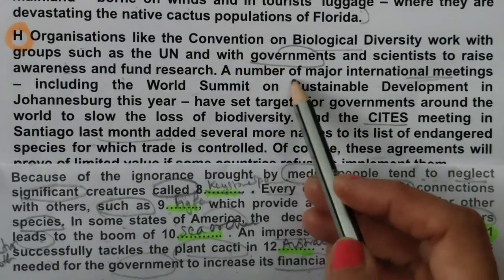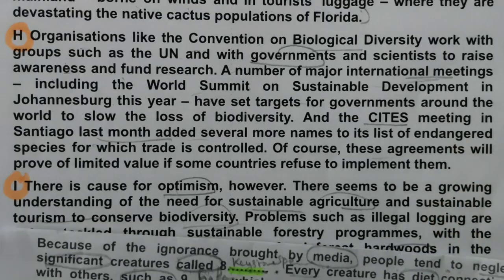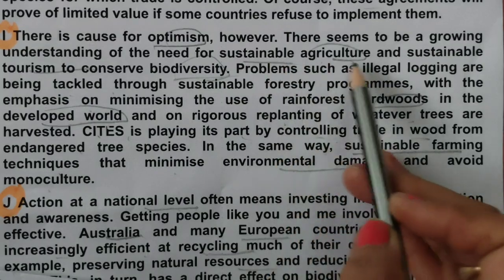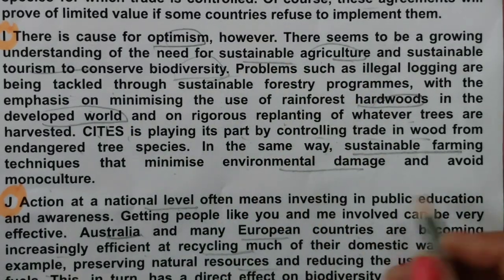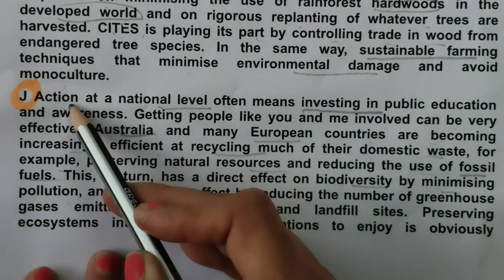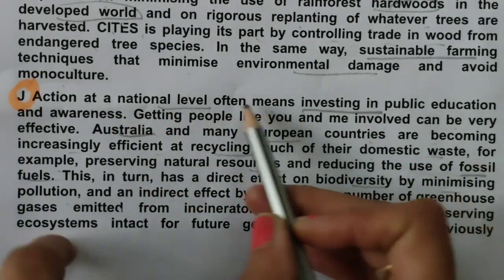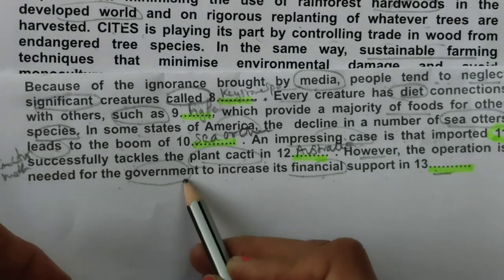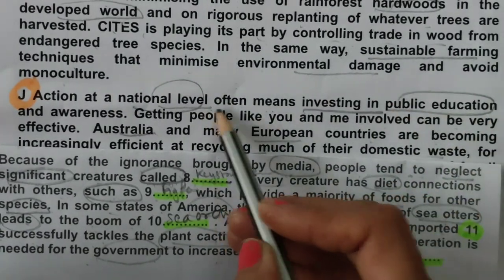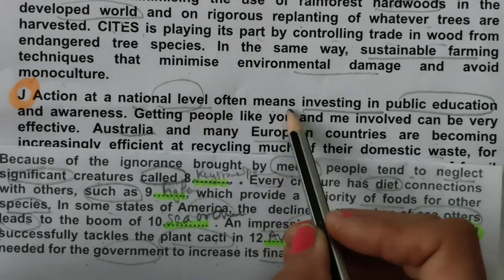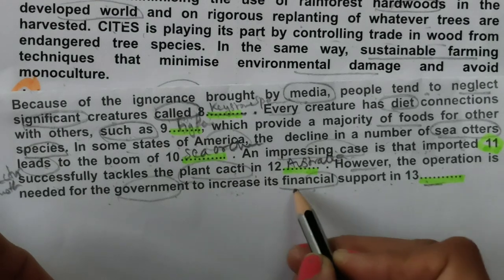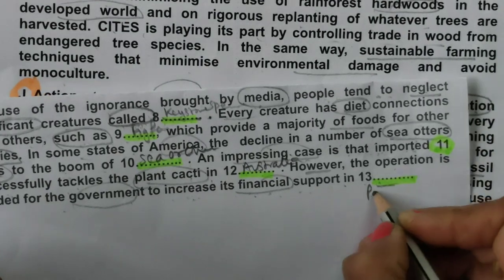So this is not given clearly. Let's read the next paragraph. I am looking for investing in public. Action at a national level often means, national level means government level, to increase its financial support in public education. Action at a national level often means investing in public education and awareness. It means increased financial support in public education, I can write.